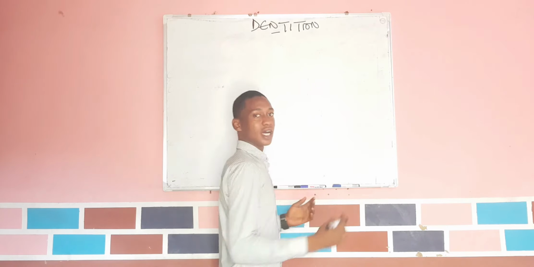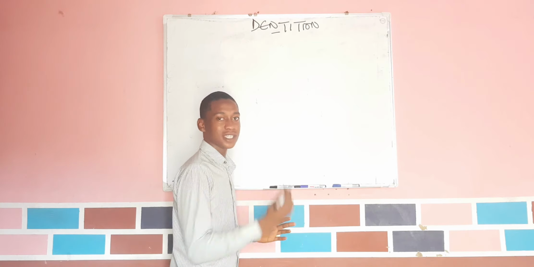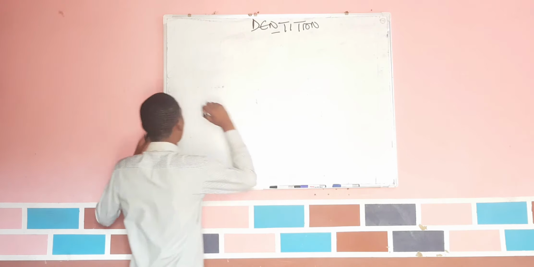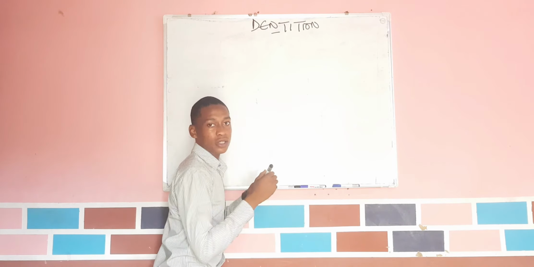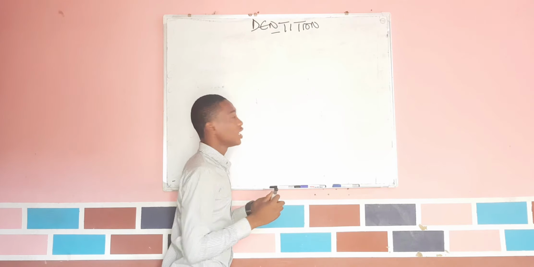So let's talk about the number of teeth these animals have. I'll be talking about cattle, sheep, and pig. Are you getting it? Now, let me draw.